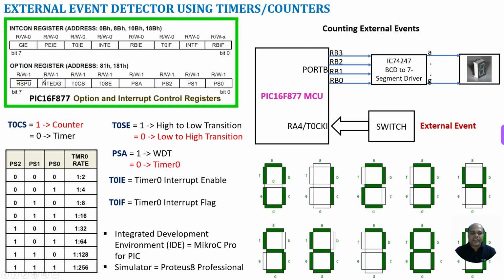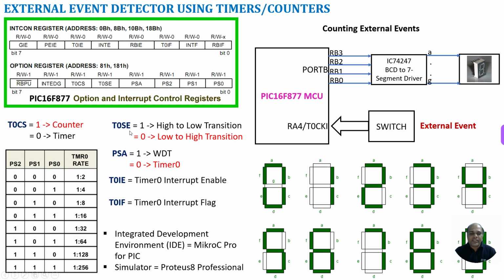Then we have another register called the option register. In the option register, I have certain bits like T0CS. T0CS is the timer 0 clock source. What type of clock am I going to use? Whether I am going to use an internal clock, which is nothing but the timer mode, or an external clock, which is the counter mode. By setting it to 1, it will be a counter. Setting it to 0, it will be a timer. So this T0CS bit should be set to 1, since we are going to use counter mode.